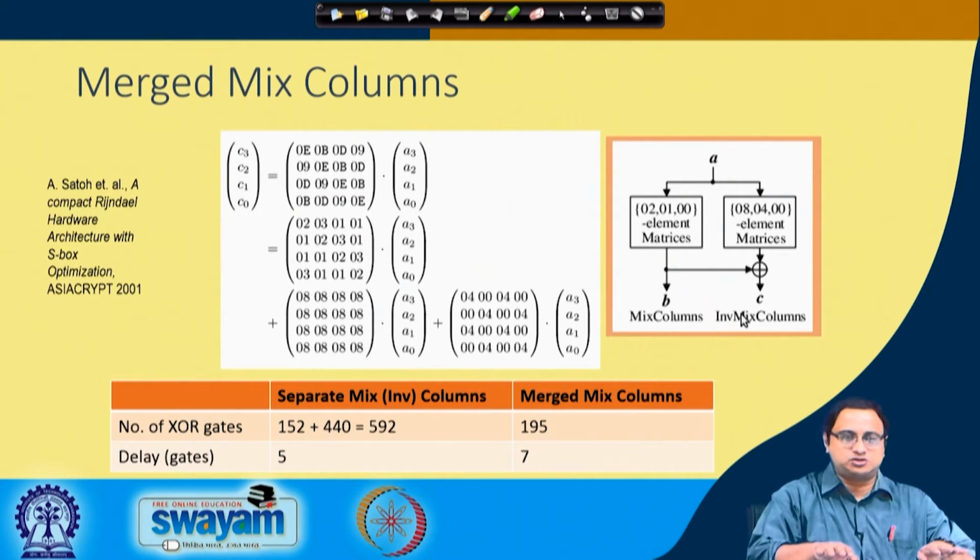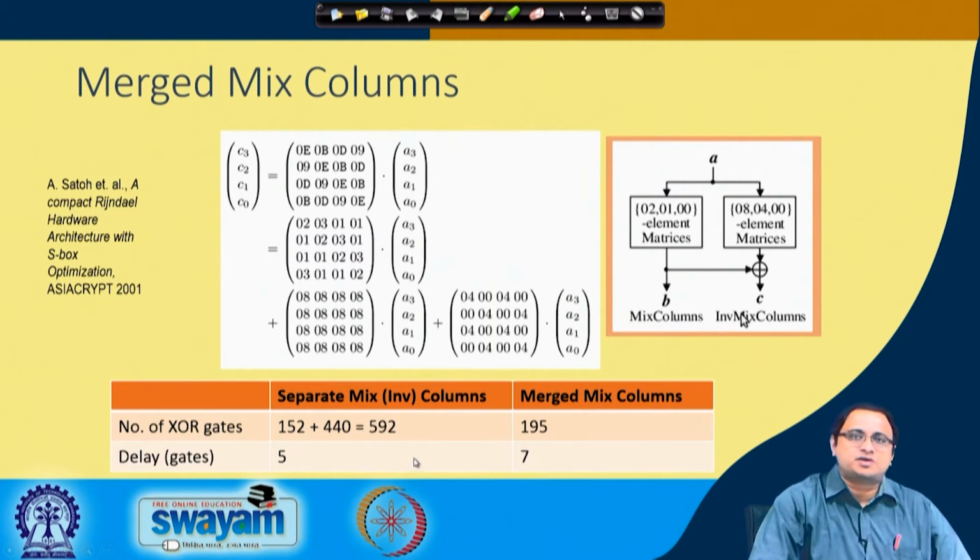So when you are doing inverse mixed columns, you are also using the hardware which is already there for your mixed column matrix. It turns out that a separate implementation requires something like 592 gates, whereas if you do this merging, then you need something like 195 gates. Okay. So that is a significant improvement.